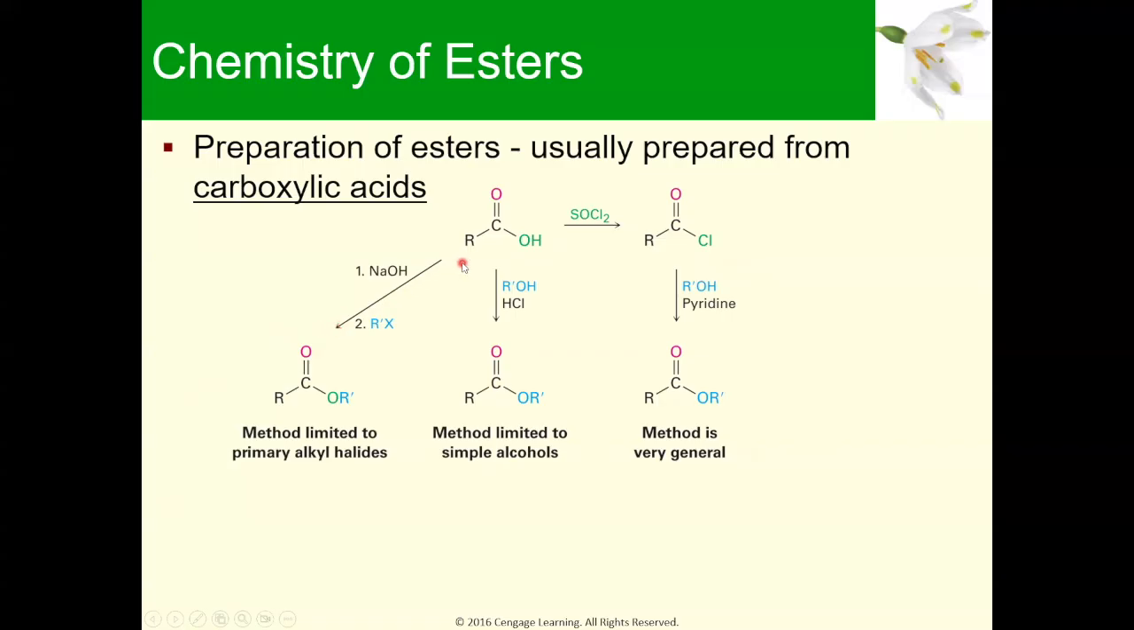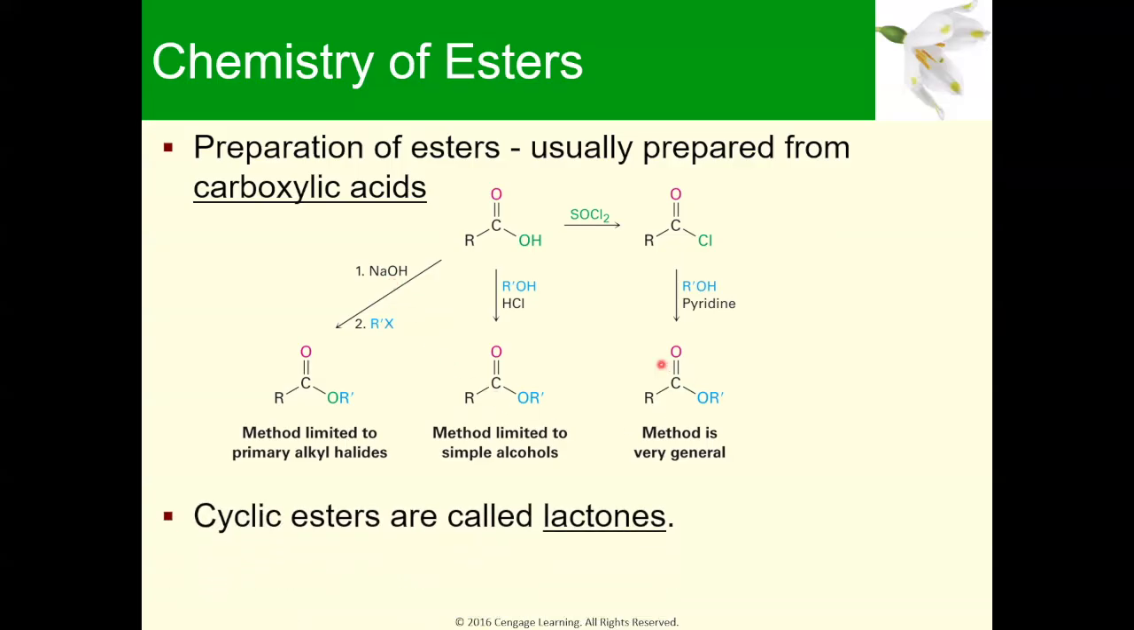Then the other thing you can do is react the carboxylic acid with an alkyl halide and a strong base. The strong base would deprotonate the carboxylic acid, and then the alkyl halide would form the ester, but that's pretty limited. What goes on there, if you remember, is an SN2 reaction between the carboxylate, the deprotonated carboxylic acid, which is your nucleophile, and it attacks through an SN2 mechanism your primary alkyl halide to get an ester. Again, that's pretty limited in scope. But those are the three different ways that you can make an ester.